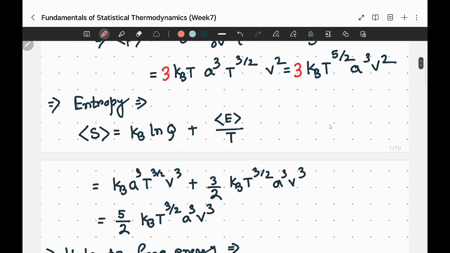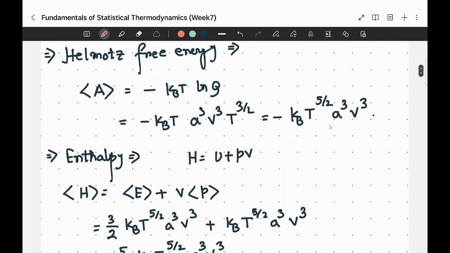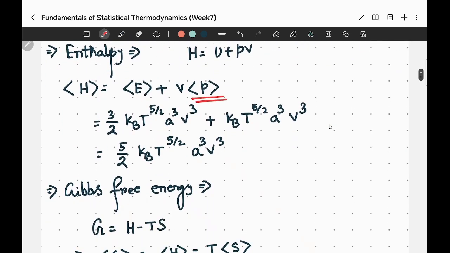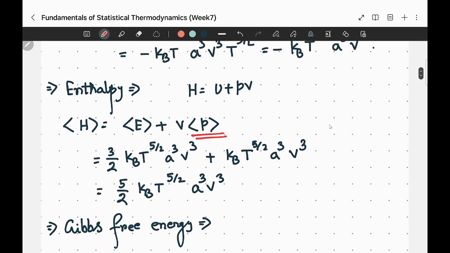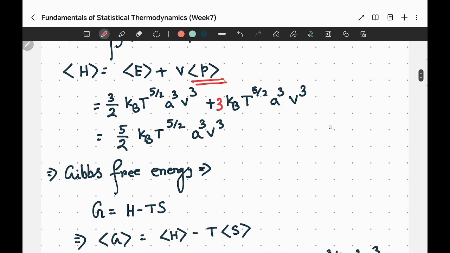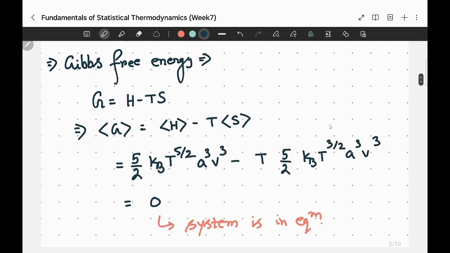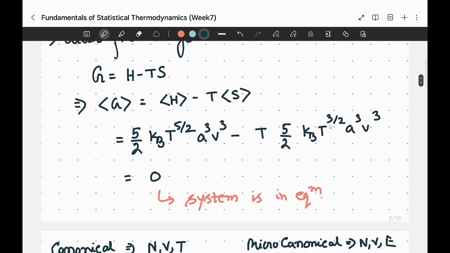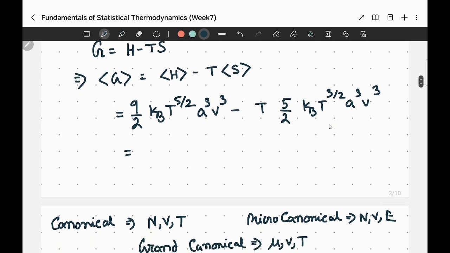If 3 is there, then wherever the pressure is used, here the enthalpy, this will also be changed. Average energy was correct, but here obviously there will be another 3 term due to average pressure. So now if you add it, it will be 3 plus 3 by 2, so it should be 9 by 2. And if H is 9 by 2, it's not 0, so it's not in equilibrium in that case. If it is 0, then you can consider that equilibrium. But here it is not an equilibrium.